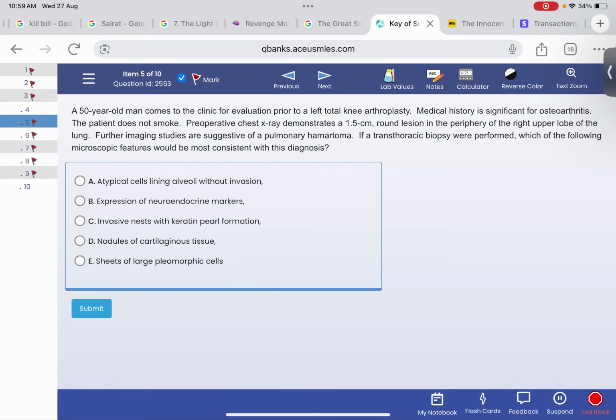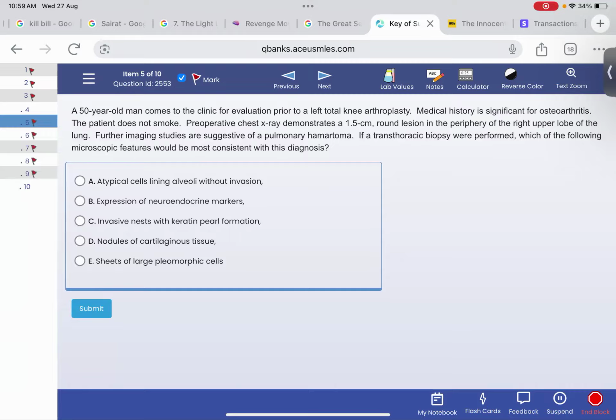So, what do you think? Adenocarcinoma? How is it adenocarcinoma? Is there any gland present in the biopsy? This is suggestive of pulmonary hamartoma, so you have to talk about the pulmonary hamartoma. Actually, adenocarcinoma is related to osteoarthritis, something related to joint leads us to adenocarcinoma? No, no. There's no smoking history.